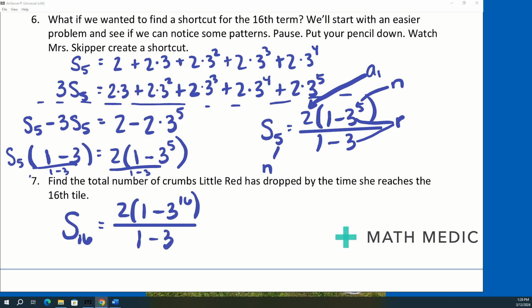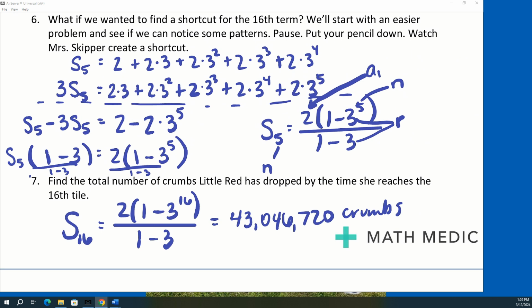All right, and then you can straight type that in your calculator. It might give you scientific notation, I don't know, but it's going to be 43,046,720 crumbs, which is probably not possible unless she was eating like 5 cakes or something. I don't know. The fact that she just walked around making a mess is crazy.